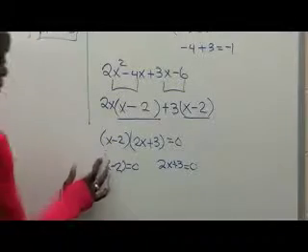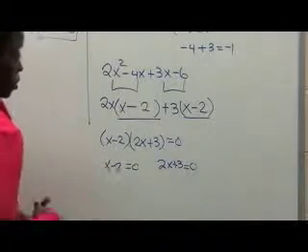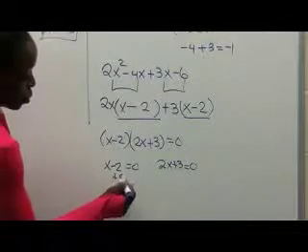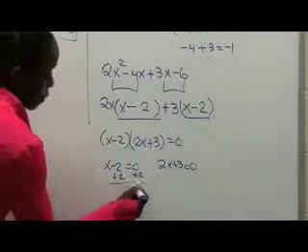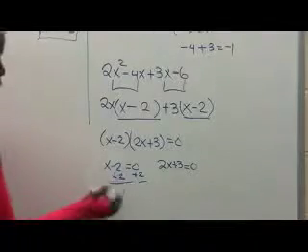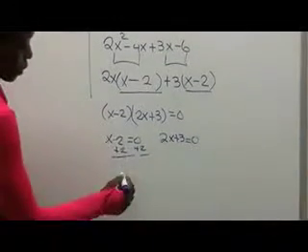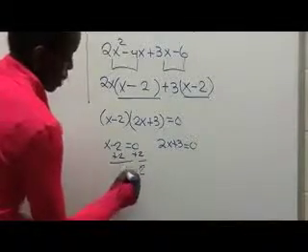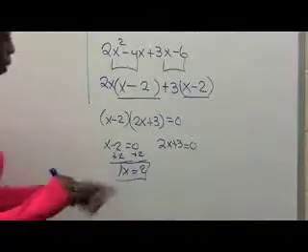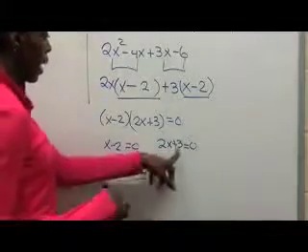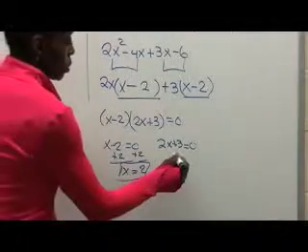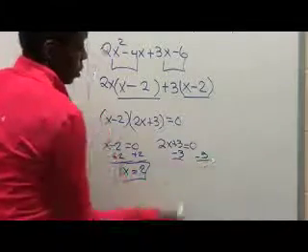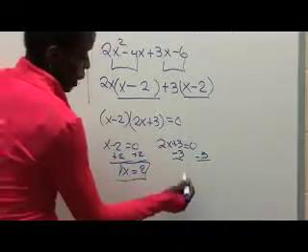Since we're subtracting from x, we'll add 2 to both sides. Negative 2 plus 2 gives us 0. So what's left on the left-hand side is x is equal to 2. So this is one solution. Now over here, since we're adding to the 2x, we'll subtract 3 from both sides of the equation. Plus 3, negative 3, now we have 0.